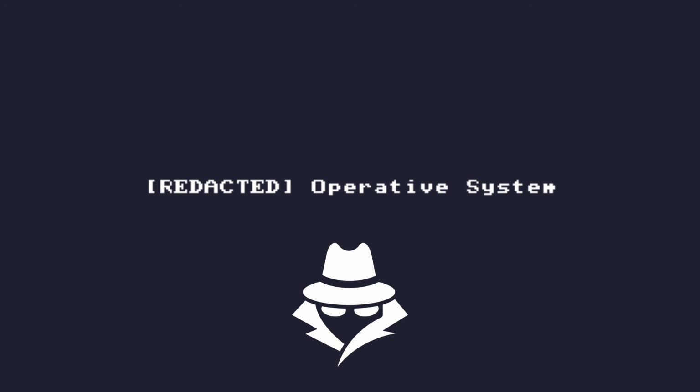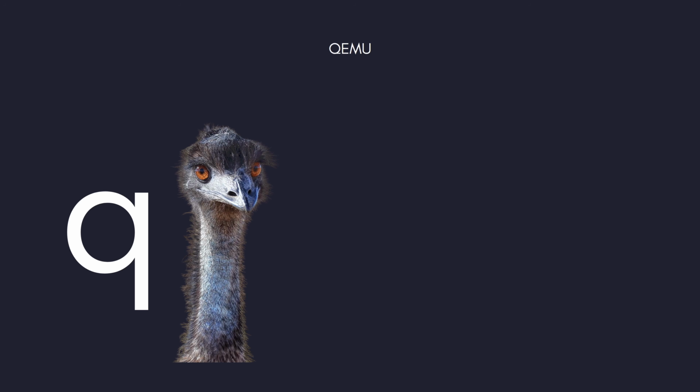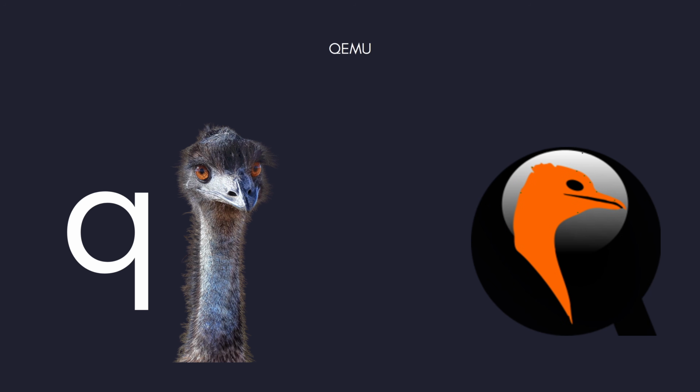This time, I decided that I want to do things properly, and so I created the redacted operative system. I'm not being secretive here, I literally just couldn't come up with a good name for it, so I just called it redacted. This time, instead of trying to run directly on a Raspberry Pi, I decided to run it on QEMU instead.